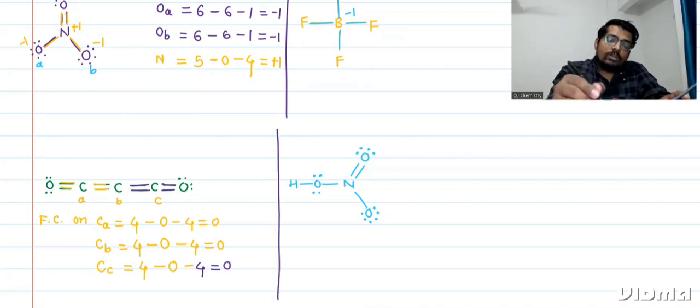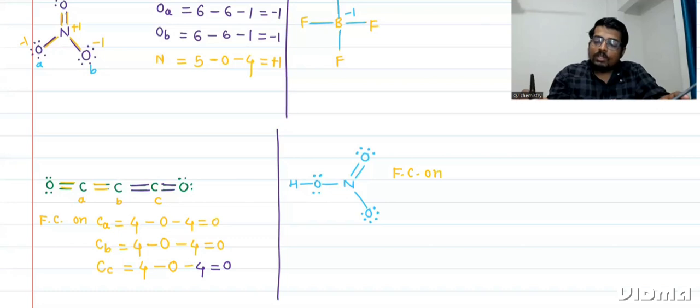Next molecule, find the formal charge on the nitrogen atom. The number of electrons in the valence shell of nitrogen is 5, right? Minus how many dots are there on nitrogen? 0. Minus how many bonds are attached to nitrogen? Total 4 bonds. So the formal charge on the central nitrogen is plus 1, right?